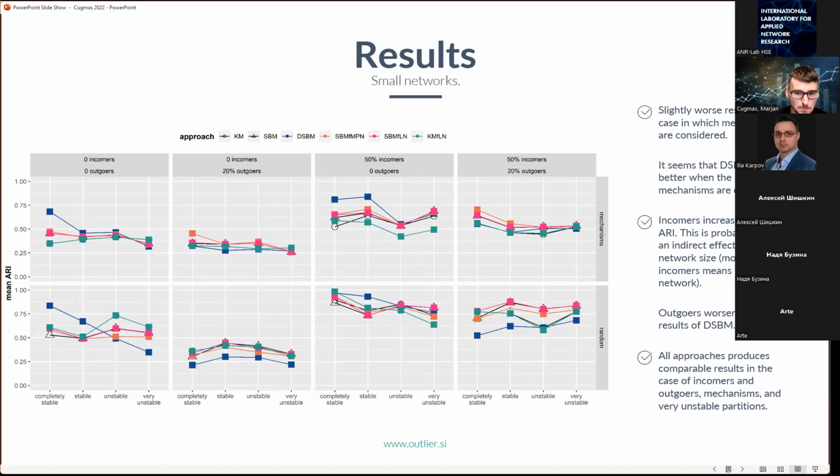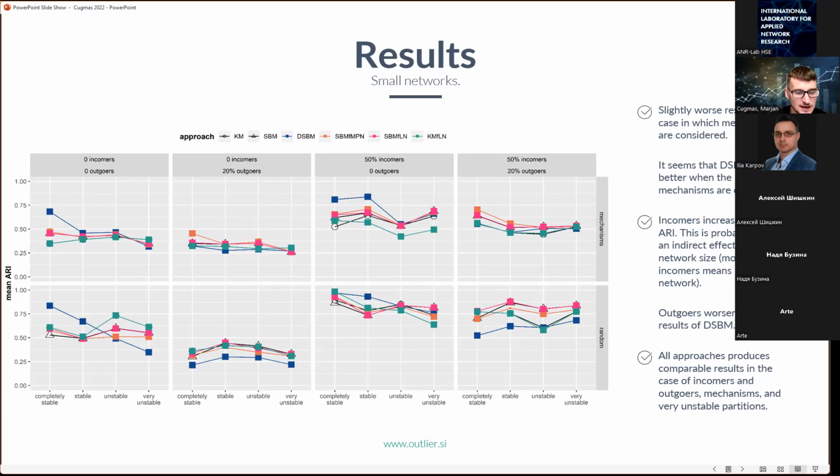This might be because incomers increase the size of the network, and these block modeling approaches, especially stochastic block modeling approaches, work better when we have larger networks. On the other hand, outgoers worsen the results, especially for this dynamic stochastic block modeling approach, and for almost all approaches in the random case. We do not know yet why this is so.